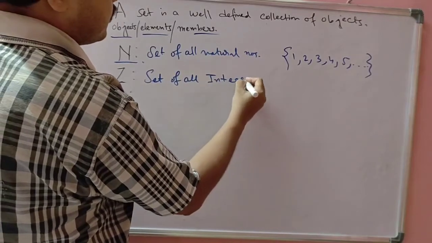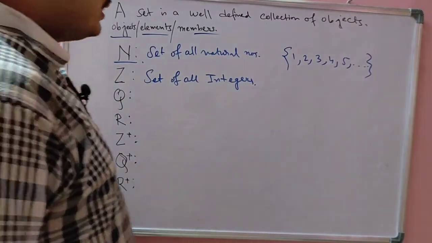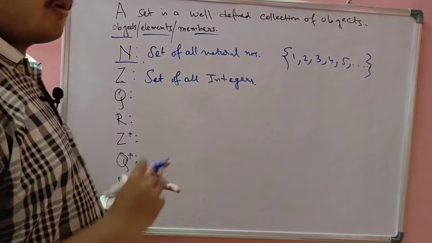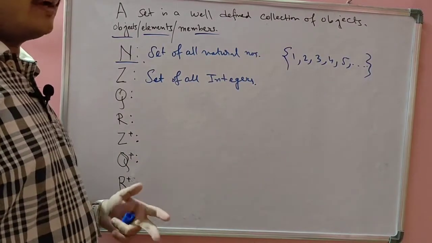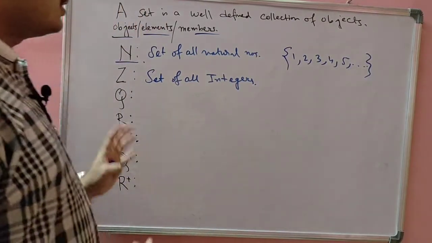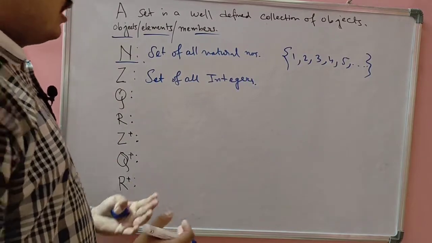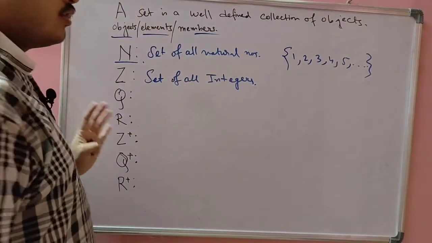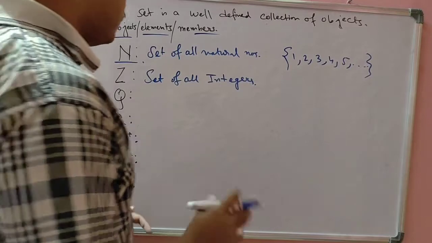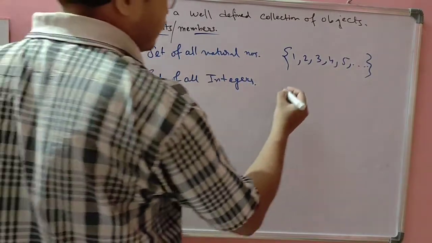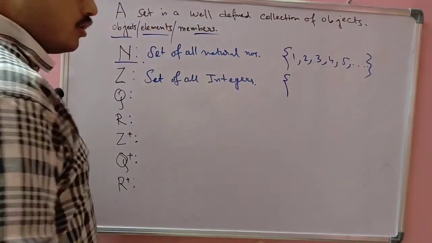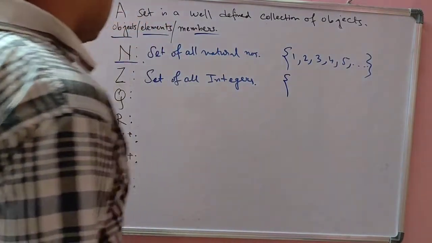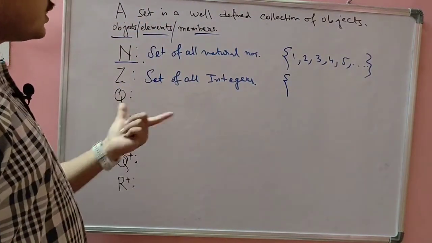You don't have to remember all of this. When you study mathematics, you will remember all of this by practicing. You don't have to remember this, just take it as knowledge. You will be able to remember it when you go through further mathematics. So Z will represent the set of all integers.